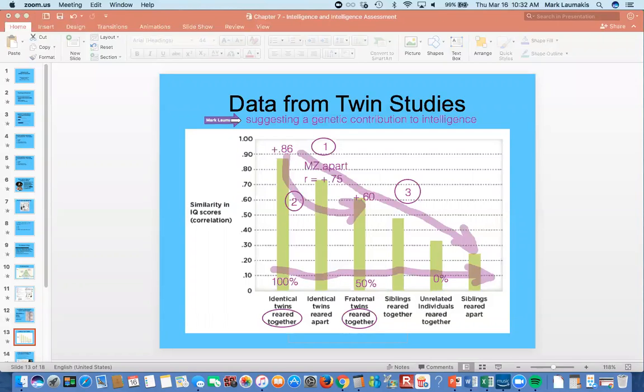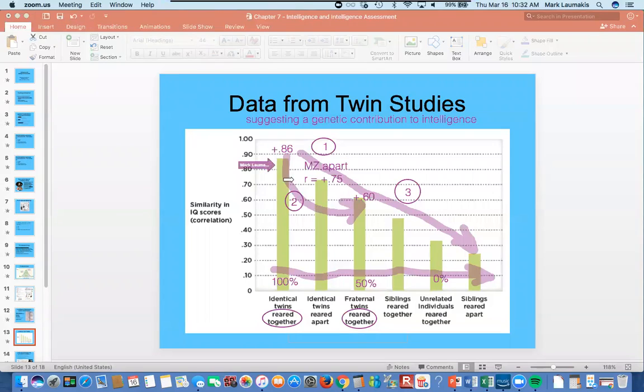Let me stop there for a second. Any questions about those 3 points there? Yeah, there is. We do have evidence for fraternal reared apart. What would you guess is the case there for that one, Francisco? You think it's going to be bigger or smaller than positive 0.60, if we have fraternal reared apart? It's going to be smaller, right?